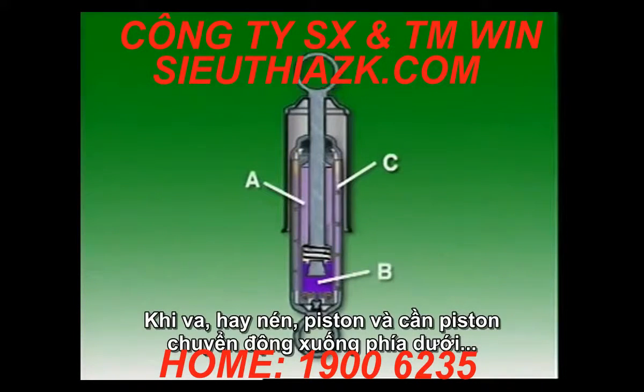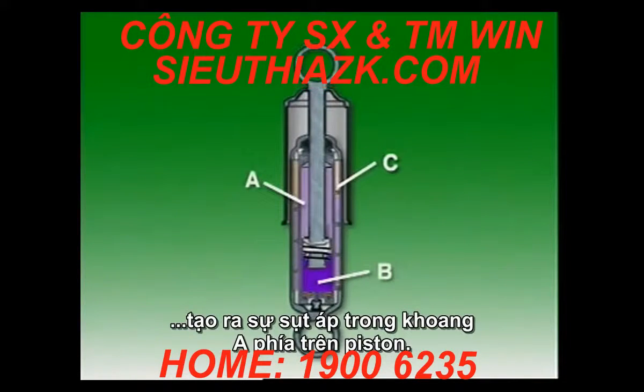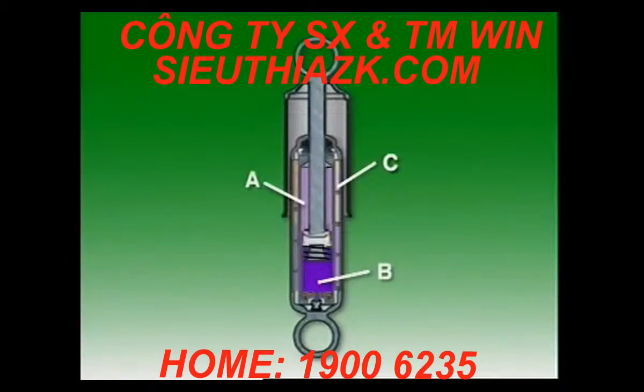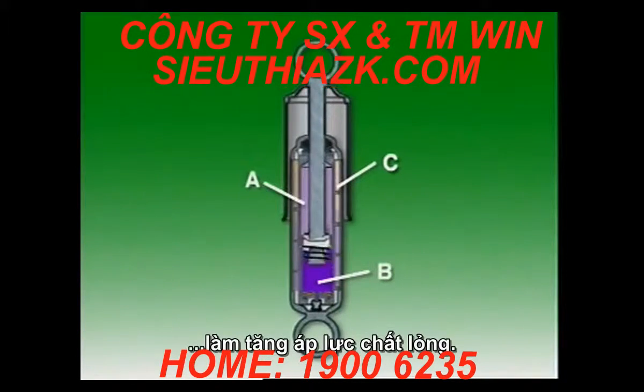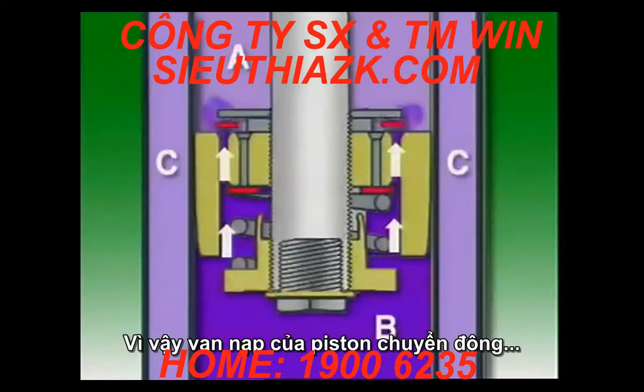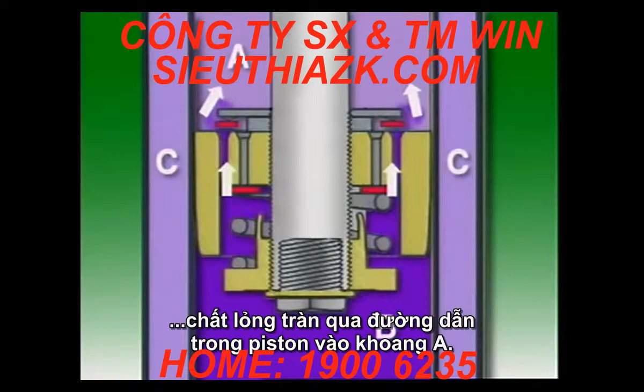On bump or compression, the piston and rod move downwards in the cylinder, resulting in a small pressure drop in the chamber labelled A above the piston. At the same time, the volume of the chamber labelled B below the piston is reduced, causing a high fluid pressure. This unseats the piston intake valve, and fluid flows up through the outer passages in the piston and into chamber A.